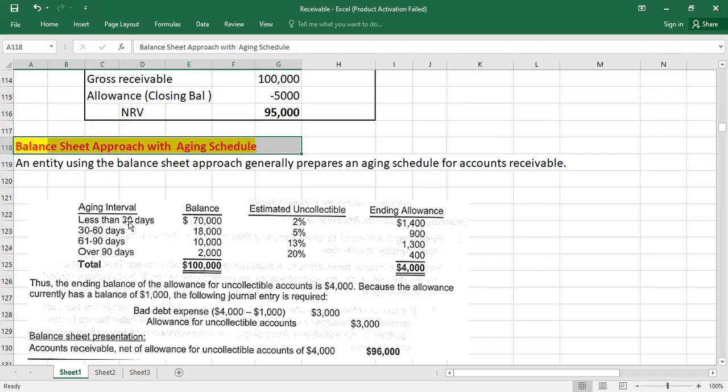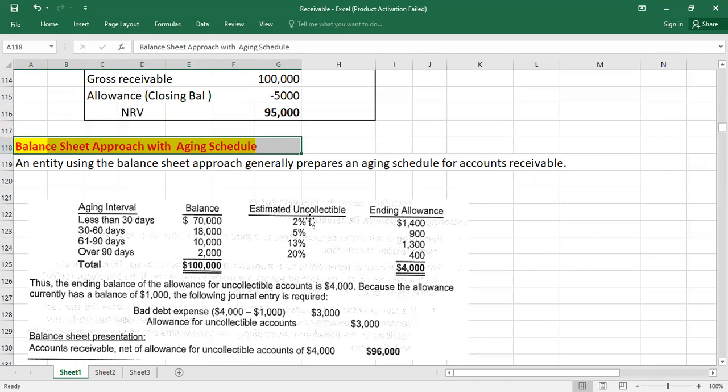We have receivables less than 30 days old, then receivables between 30 to 60 days, then receivables between 61 to 90 days, and then receivables over 90 days. These are the balances. Less than 30 days has $70,000, 30 to 60 days has $18,000, 61 to 90 days is $10,000, and over 90 days is $2,000. This is how the total receivable is 100,000.